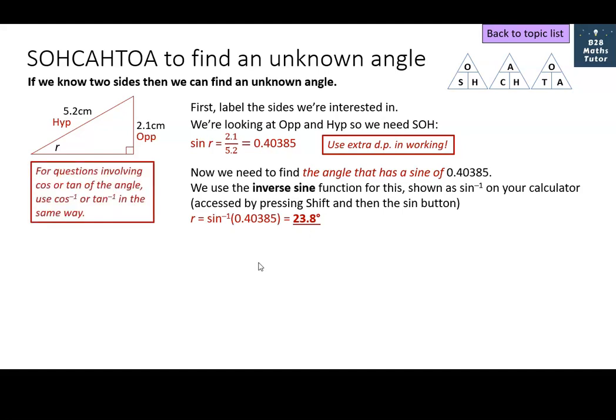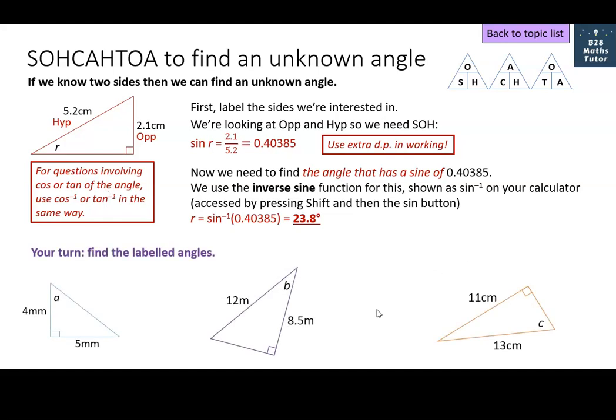If it's a question involving cos or tan, so if you're dealing with adjacent and hypotenuse for cos or opposite and adjacent for tan, you use inverse cos or inverse tan in the same way. Right, so here are some for you to have a go at. Pause the video, see if you can work out your answers, and then press play when you're ready to go through them.